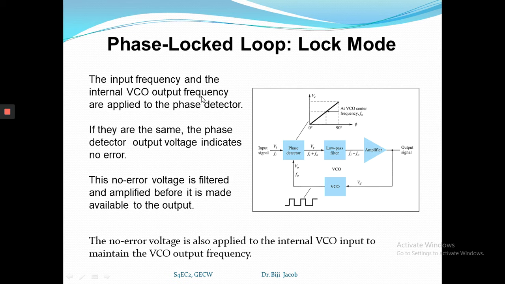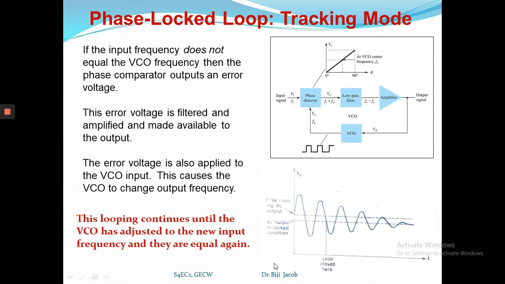The input frequency and the internal VCO output frequency are applied to the phase detector. If they are the same, the phase detector output voltage indicates no error. This error voltage is filtered and amplified before it is made available to the output. The error voltage is also applied to the internal VCO input to maintain the VCO output frequency.